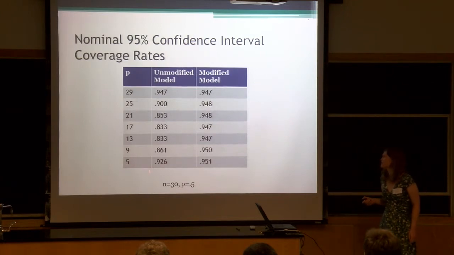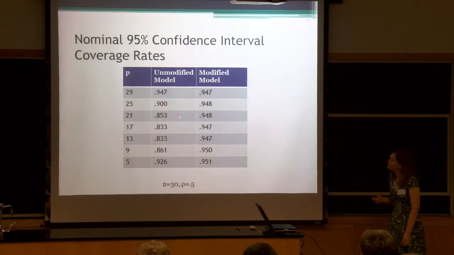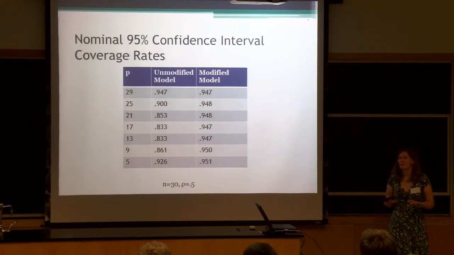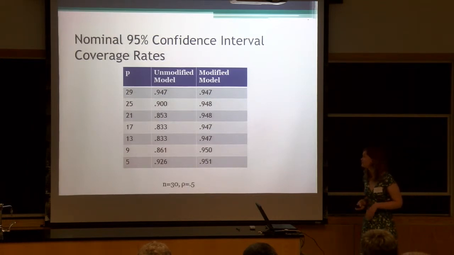And using Fisher's unmodified model, that just doesn't happen. You can see we have 85.3% confidence intervals here, 83.3% confidence intervals here. And if we're saying that we have a 95% confidence interval, but we really only have an 83% confidence interval, we're really not as sure in our results as we should be.